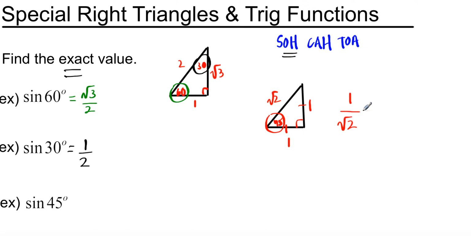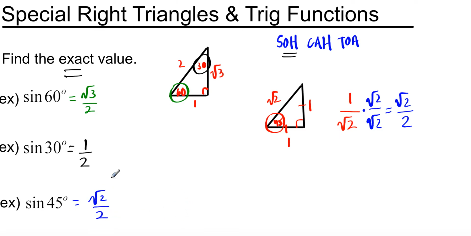So let's go ahead, multiply by square root of 2 over the square root of 2. 1 times square root of 2 is square root of 2. Square root of 2 times square root of 2 is just 2. So the sine of 45 is the square root of 2 over 2.